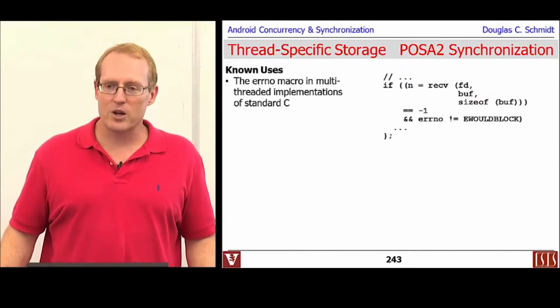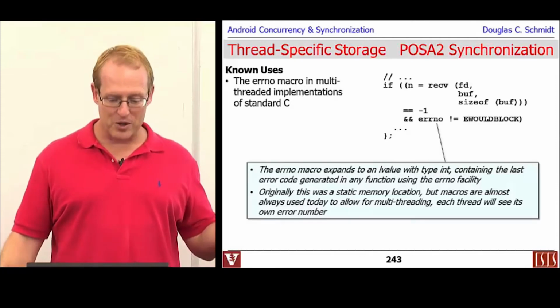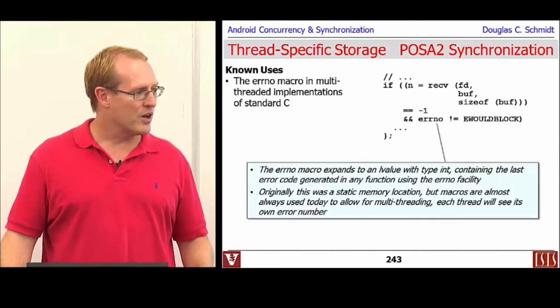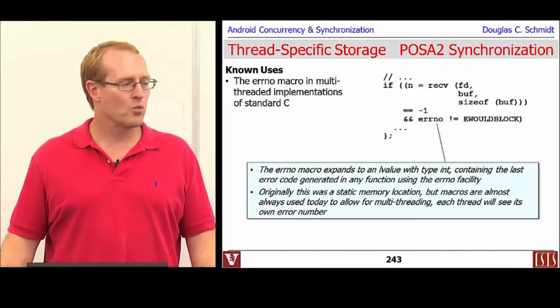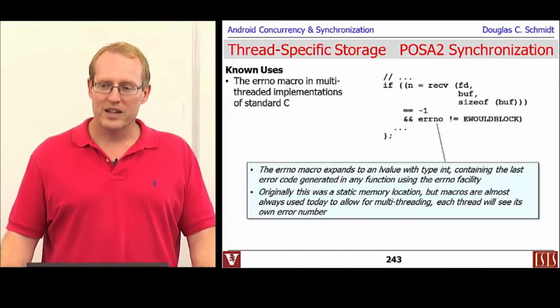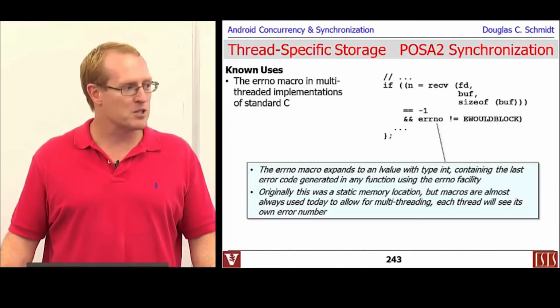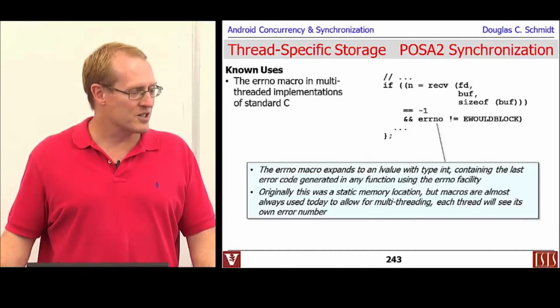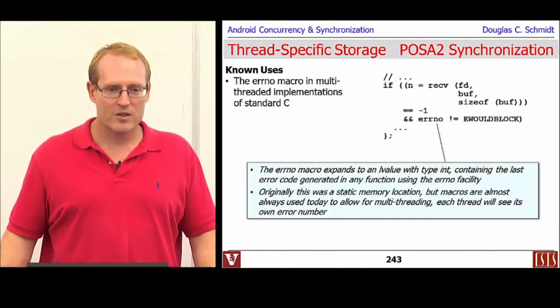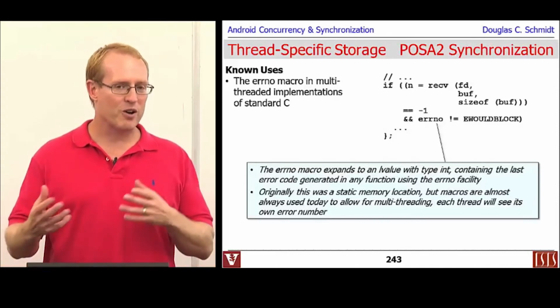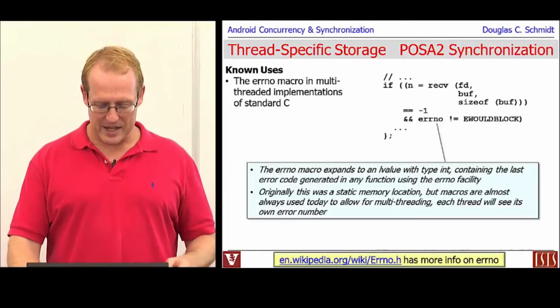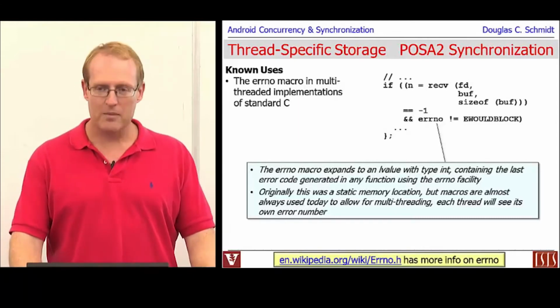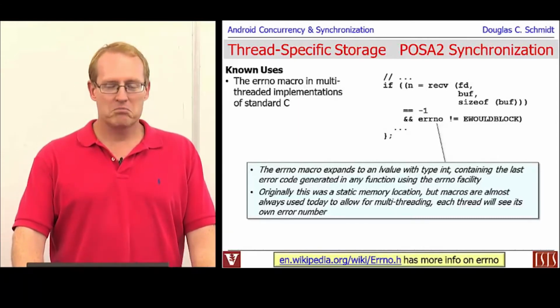OK, so there's a bunch of known uses. The best example of known use in my mind is errno, which once multi-threading became popular was widely implemented as a macro that turns into a call to thread-specific operations so that you don't have to worry about the race conditions that would otherwise occur if you were sharing global errno variables between threads. And you can read more at the Wikipedia link about what errno is. And it's just interesting to know.